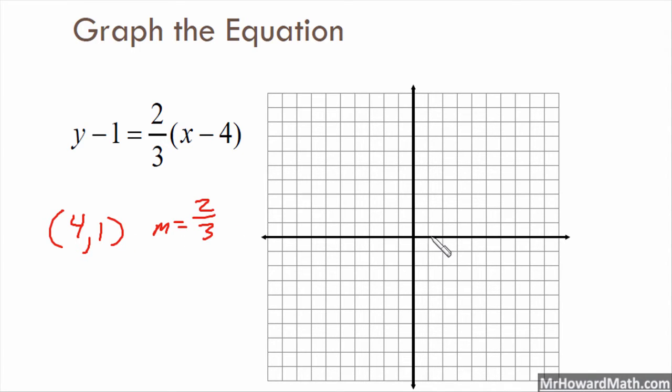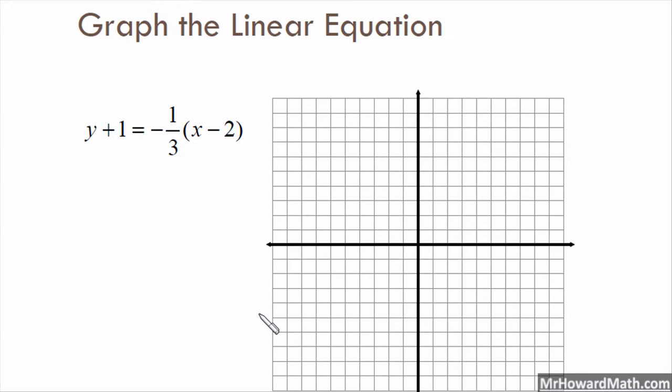So graph the point, 4, 1. 1, 2, 3, 4. Right there. Slope is 2/3 positive. So for my next point, I go up 2 over 3. Then the next point, up 2 over 3. And then we can graph it in there. Okay, so graphing from point slope is pretty straightforward.